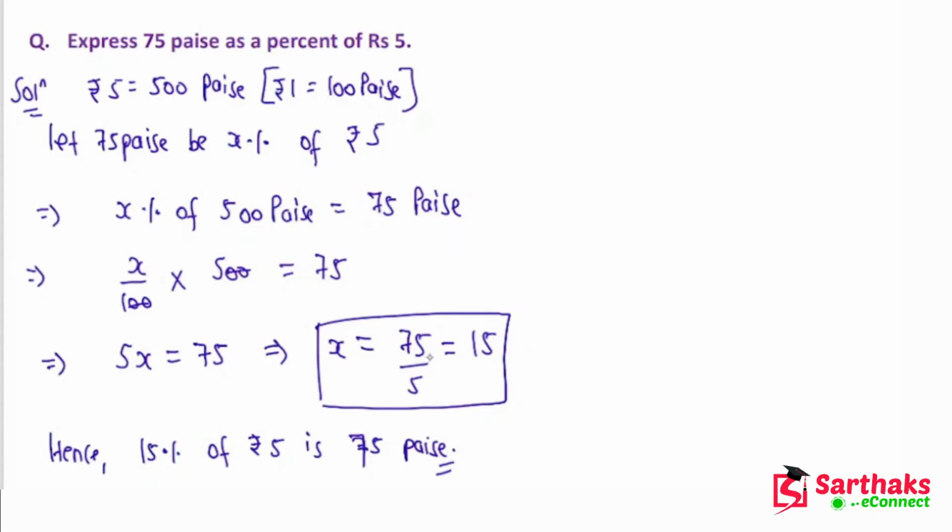Okay, so 15% of rupees 5 is 75 paise. So you can very easily calculate these type of questions. Okay, so let us talk about the percentage increase and percentage decrease.